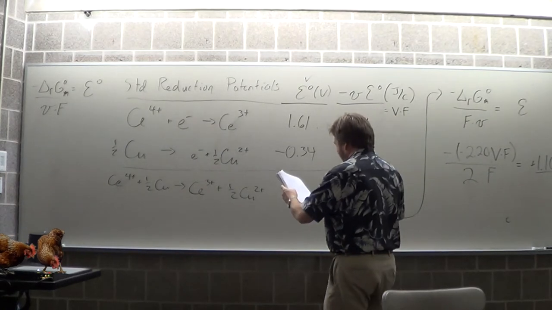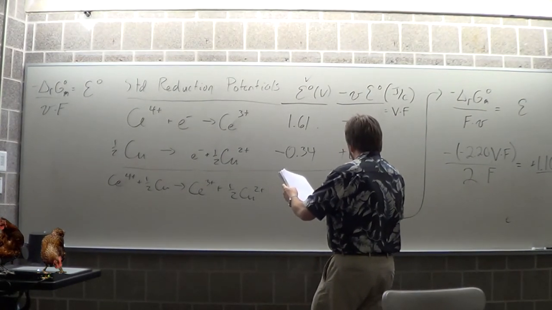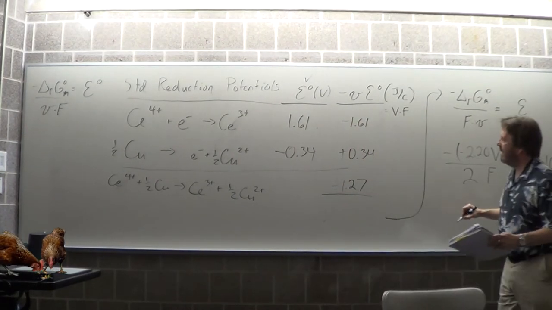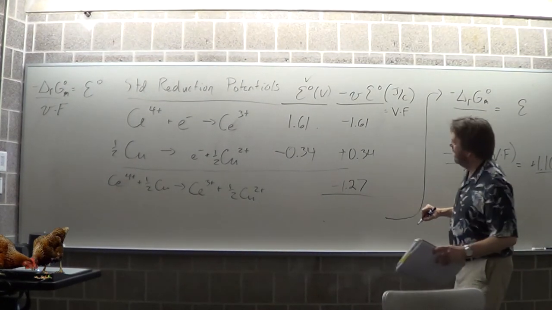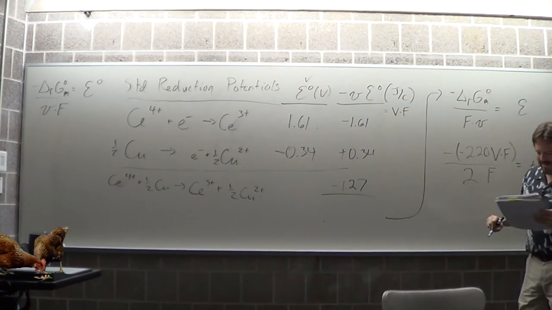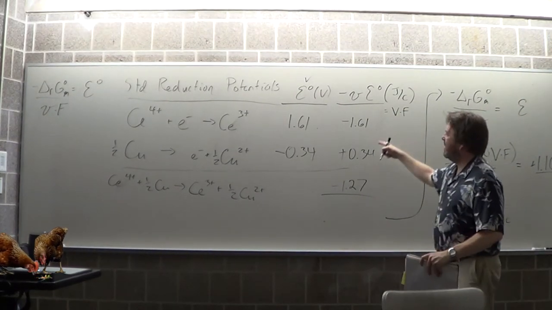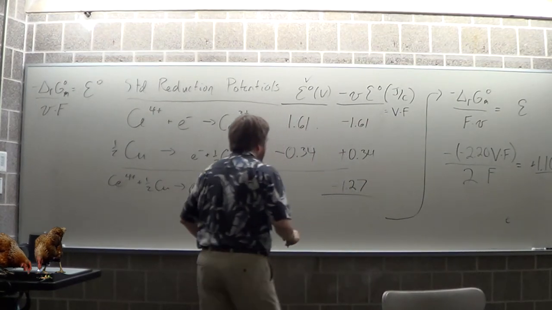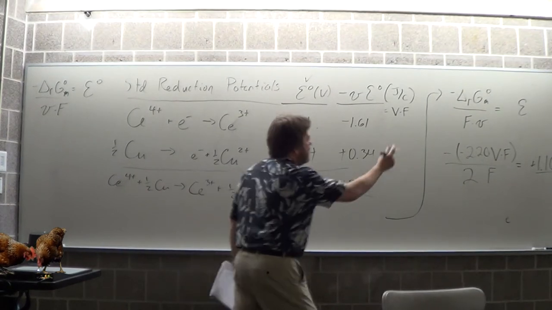Add the delta G's. Okay, in this case, this will be. Did I do that right? Yep. I did? Wow, really? Yeah, I did. Okay, so you add them together. Now, if you forget what to do from here, you're now probably at 90 points.